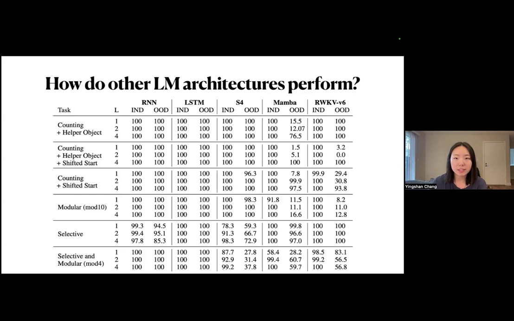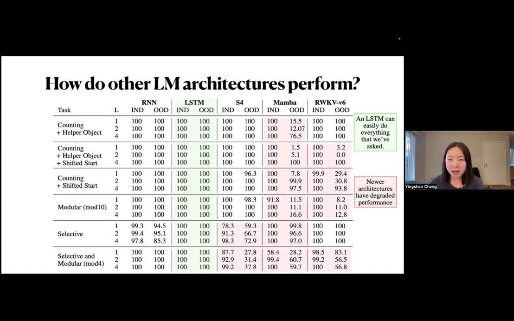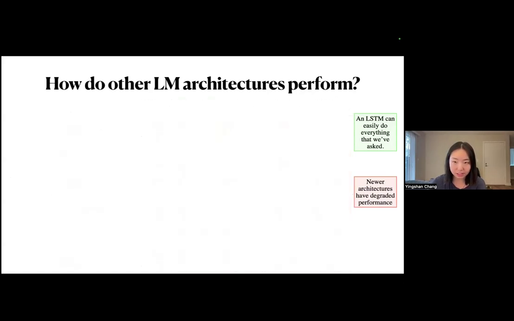Okay, here are the results. The first thing we notice is that an LSTM can easily implement and successfully achieve everything we have asked. However, the newer recurrent architectures have degraded performance. We hypothesize that this is because the newer architectures have reduced expressivity of state transitions because they want to achieve parallelizable training. And that actually comes at a cost.